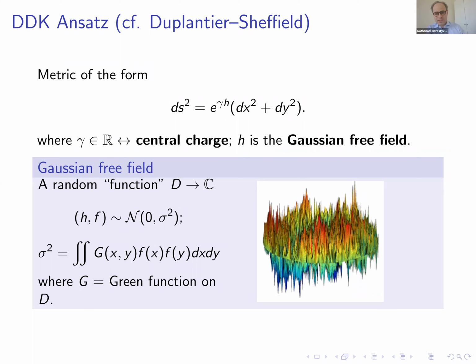Another way to read this definition: well, it's not pointwise defined, but if it were pointwise defined, then if you were able to look at its values at points x1, x2, up to xn, you would get a multivariate Gaussian distribution whose mean is 0 and whose covariance is given by the Green function.